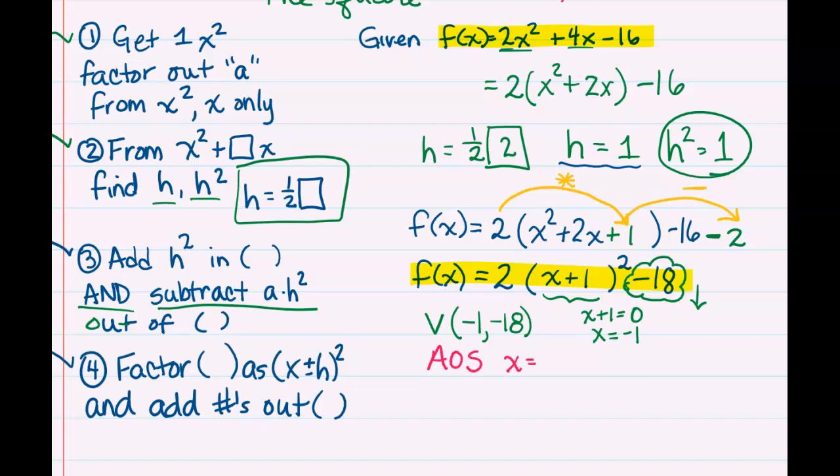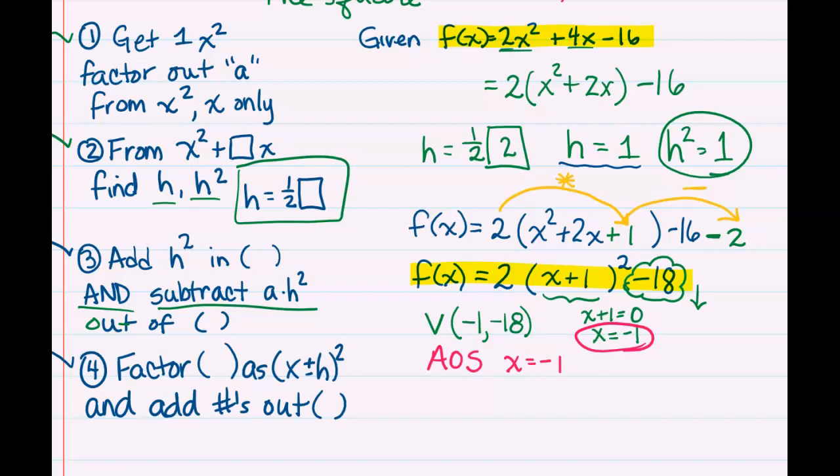The other thing we need to notice is that we can find the axis of symmetry. It is always going to be x is equal to the value you found when you're looking for your horizontal translation. So it's going to be x is equal to -1. I'll give you another hint. It's always the same x value that you found for your vertex.